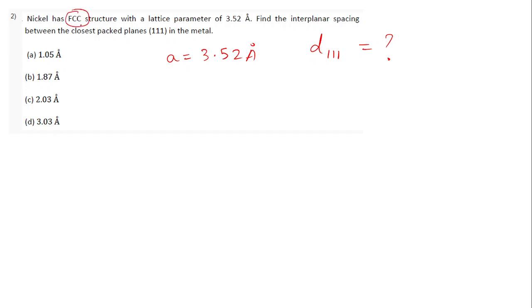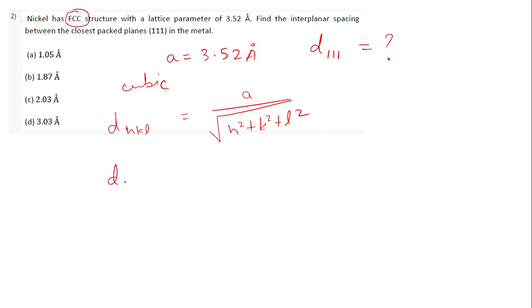Since it's FCC structure, it means it's cubic. That means I can use this formula. Since it's cubic, all sides are equal, so I can directly use this formula. Otherwise, I would have to use h over a whole square, k over b whole square, l over c whole square, if the different sides have different lengths. But since it's FCC, all sides are equal, which is a, and I can directly use this formula.